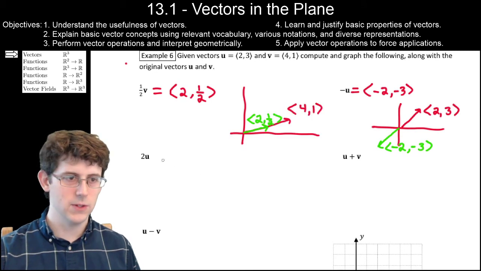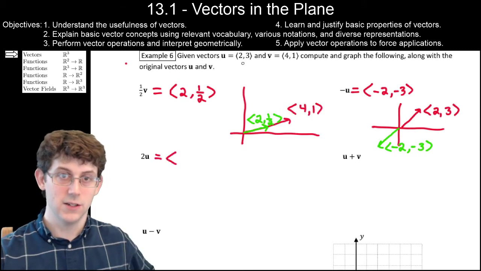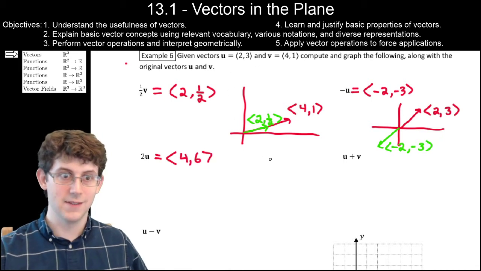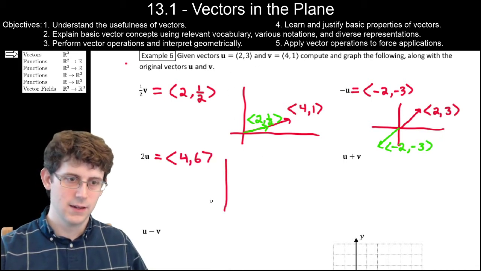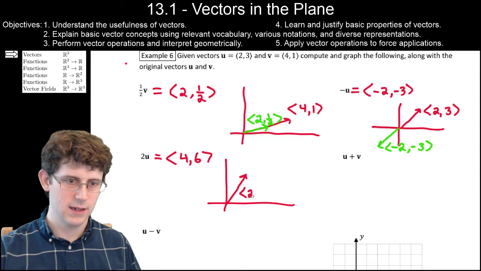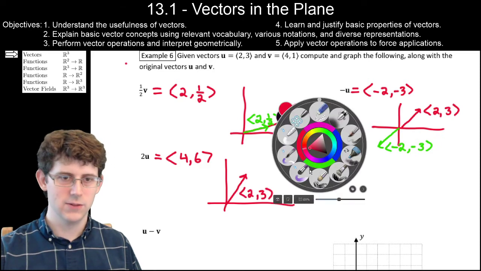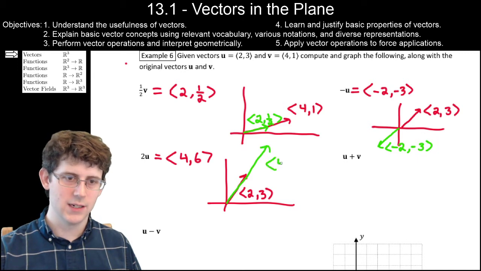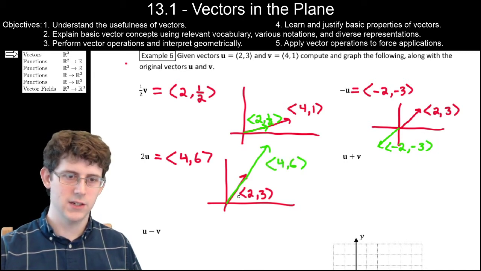Okay, what about 2u? 2u goes into the vector u and doubles all of its components. So instead of 2, 3, you'll have 4, 6. What does that look like? You had 2, 3. Now you'll be twice as long, but in the same direction. So here's u and 2u.